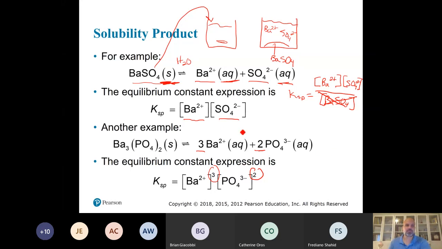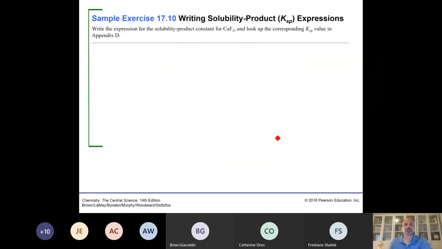So obviously there's going to be a big difference in our KSP for the effect of barium ions and the KSP for barium phosphate, because it's cubed, right? The concentration here is cubed, whereas the concentration of the effect of barium ions in barium sulfate is not. It's the first power. Right.